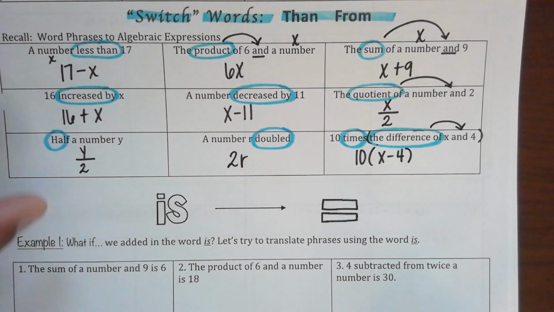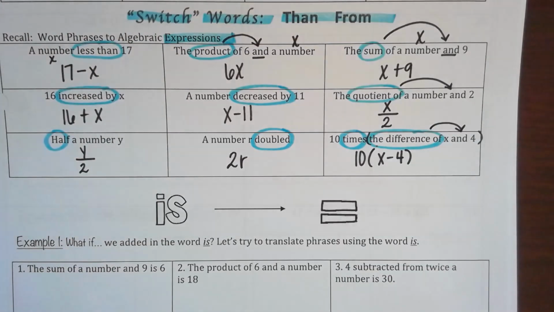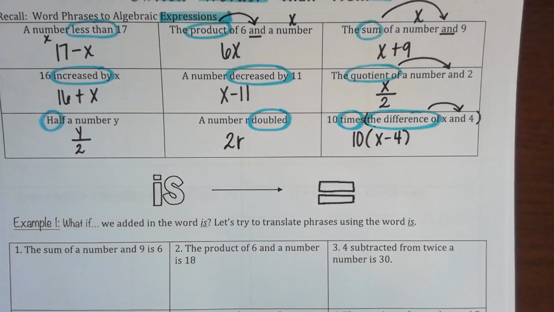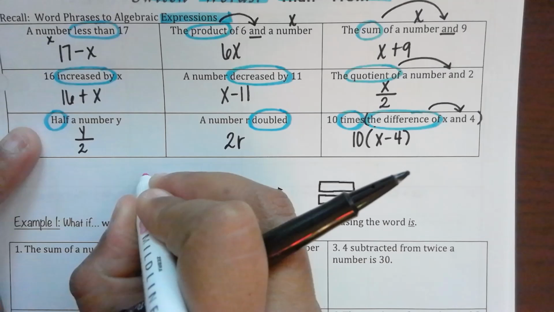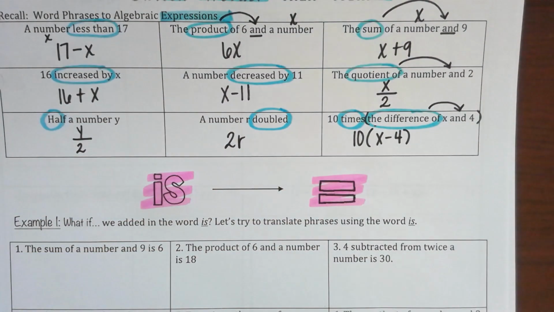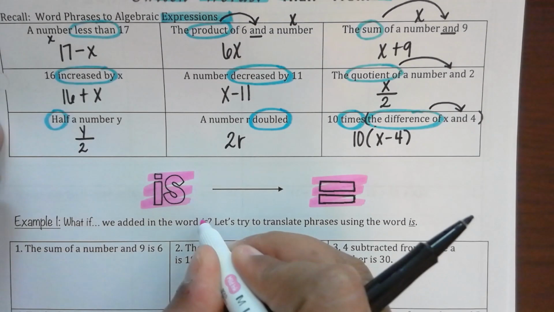This is recalling. Remember, these are expressions. We are doing equations. So if we see the word is, that means equal to. Everybody with me? So if you see is, that is an equal sign. So, example 1: what if we added the word is? Let's try to translate phrases using the word is.